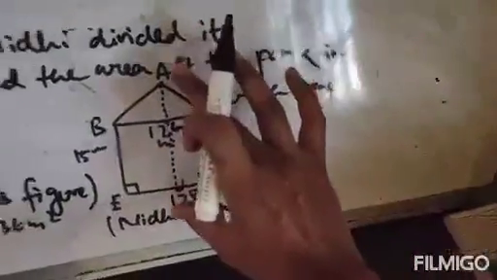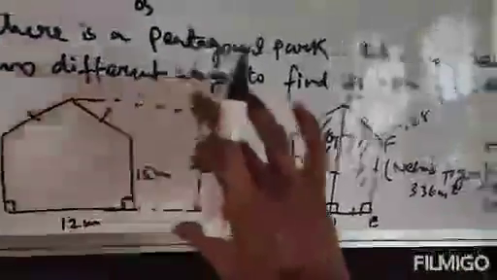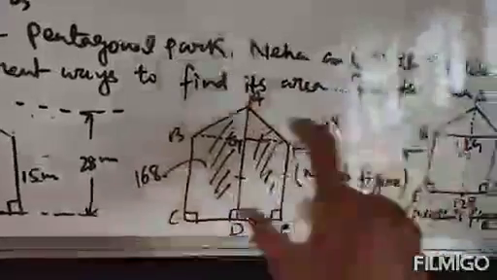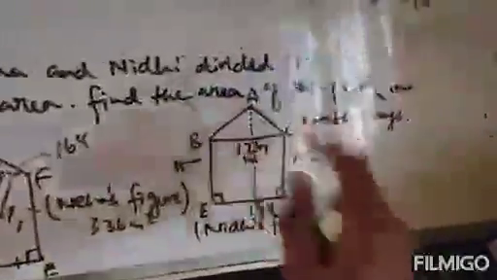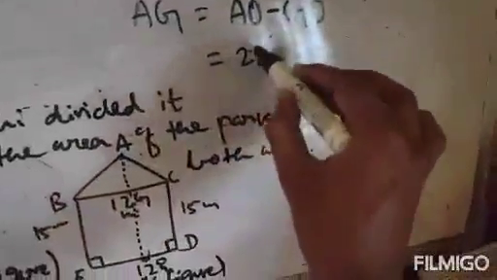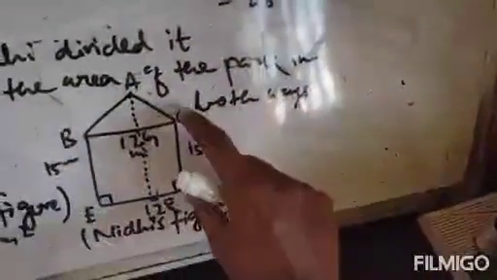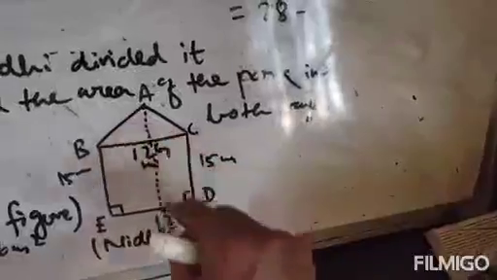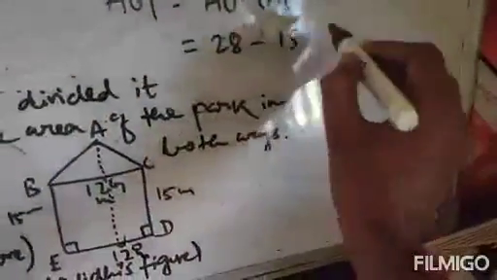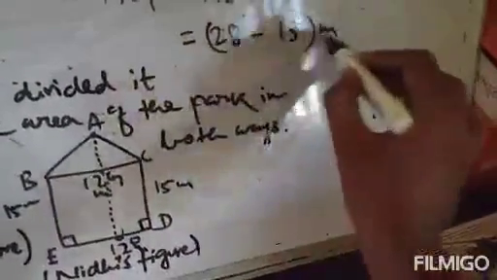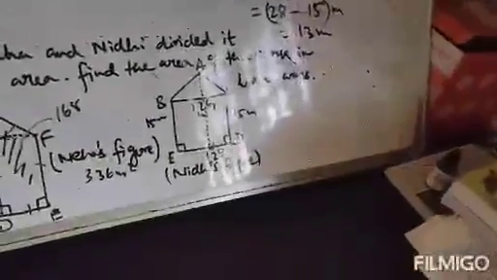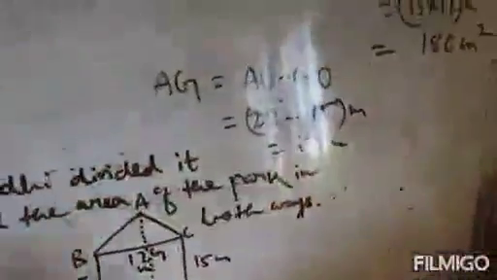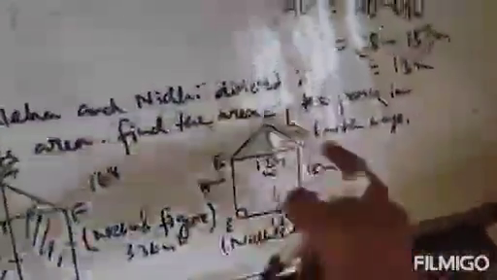Now AO is the same as AD. This is AD 28. So AO is 28 minus GO. GO means this CD. If CD is 15, GO is also 15. So minus 15 meter, that is 13 meter. So AG's height is 13 meter. This is the height. Now find out the area of this triangle, that is ABC.